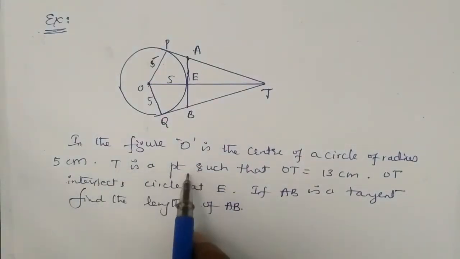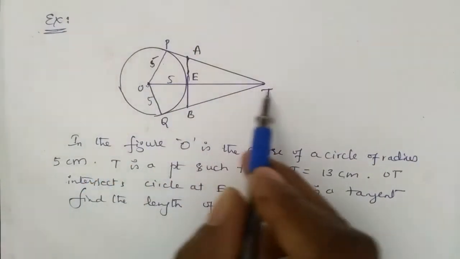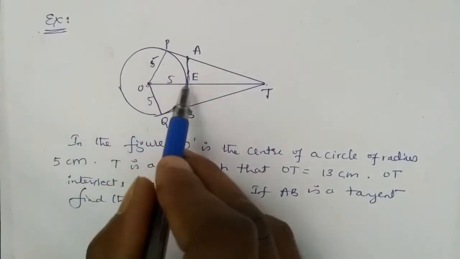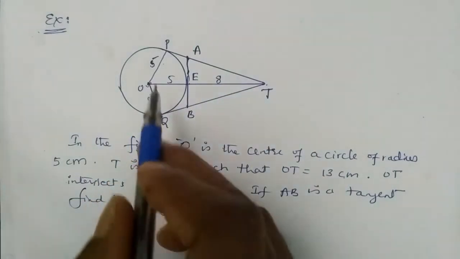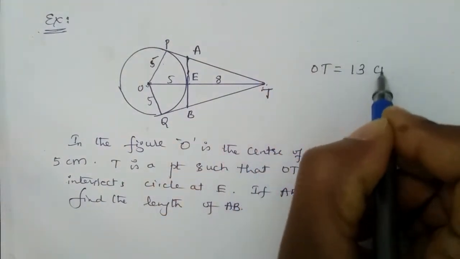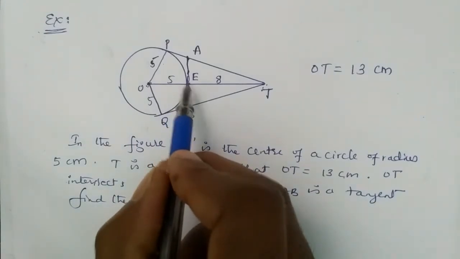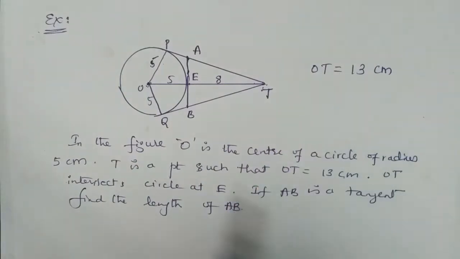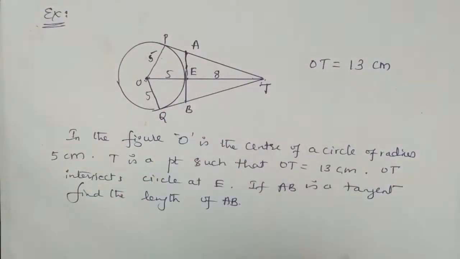Next, T is a point such that OT is equal to 13. This OT length is 13 centimeter, as given in the question. Already OE is 5, then the remaining part here is 8. O to E we already know is 5 centimeter, then the remaining is 8. 8 plus 5 is a total of 13 centimeter. Now the question is to find the length of AB.